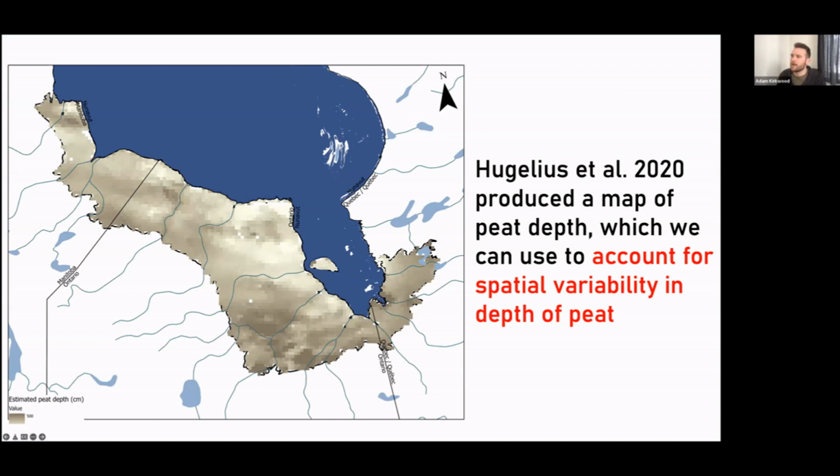So this is a map of peat depth that was modeled by Hugelius et al. in 2020 to produce their estimate of how deep the peat is. And they did this for the full circumpolar north. And in this map, I just trimmed it specifically to the Hudson Bay Lowlands. So we can use this data to account for the spatial variability of peat depth.